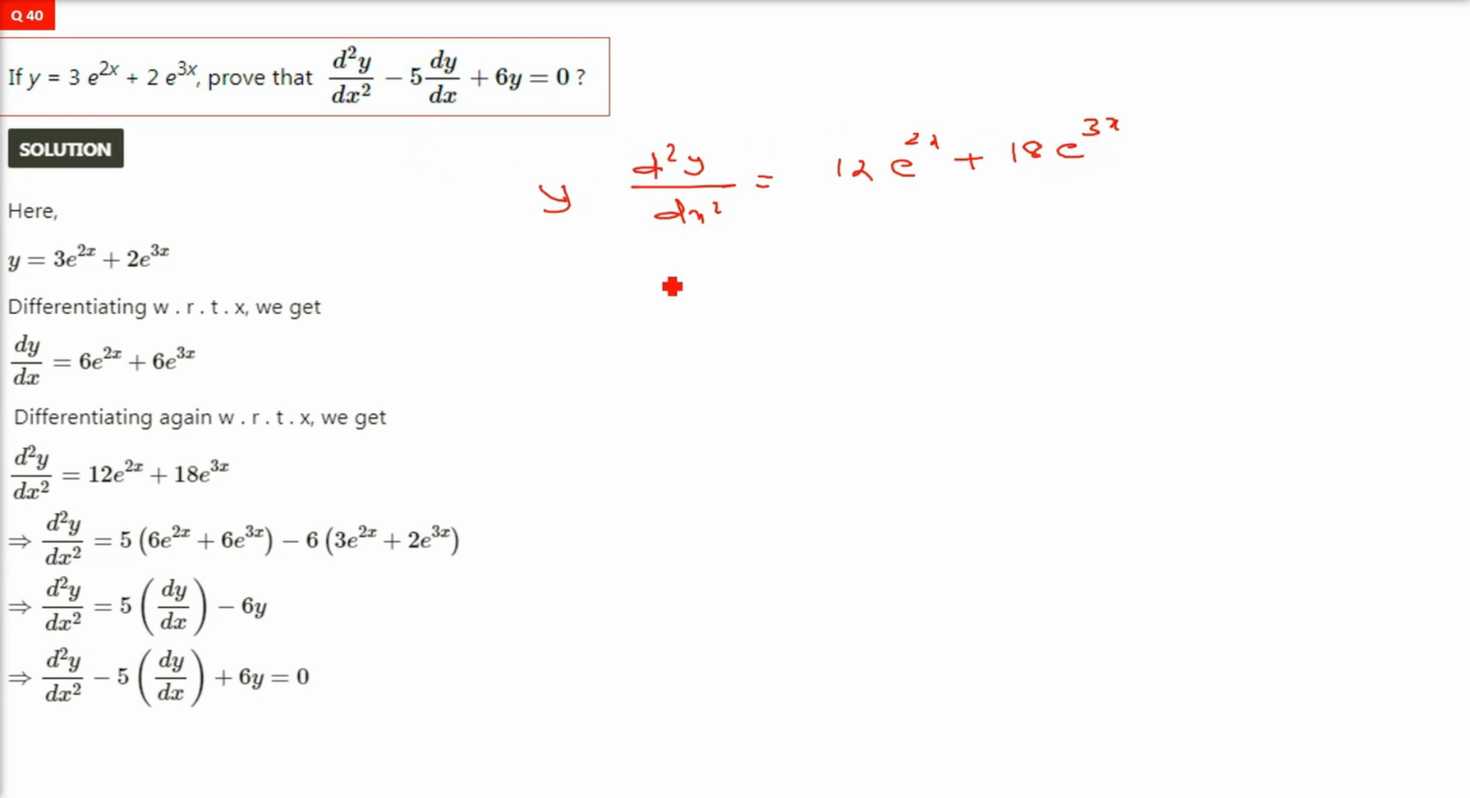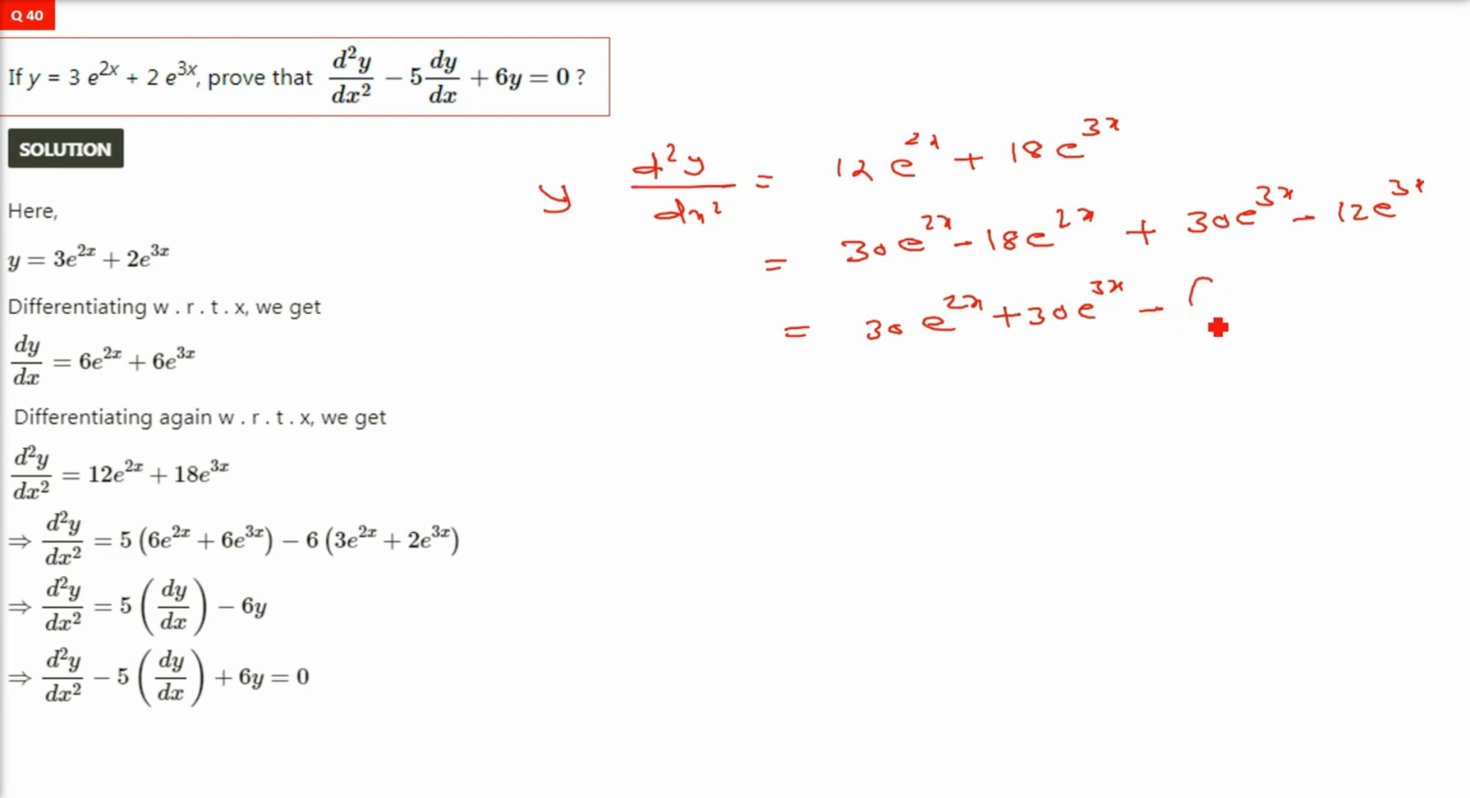Now as I said, we need 5 and 6. So we have, see, 30 e raised 2x. If you write 12 as 30 minus 18, so 12 e raised 2x can be written like that, and 18 e raised 3x can be written like this, 30 e raised 3x minus 12 e raised 3x. So the 30 terms you can combine together, 30 times e raised 2x plus e raised 3x. And what about this e raised 2x and e raised 3x? It can be written as negative 18 e raised 2x, and this will be plus 12 e raised 3x.